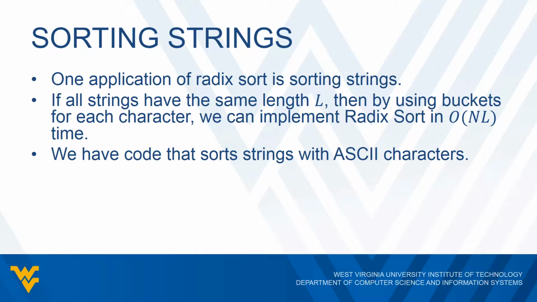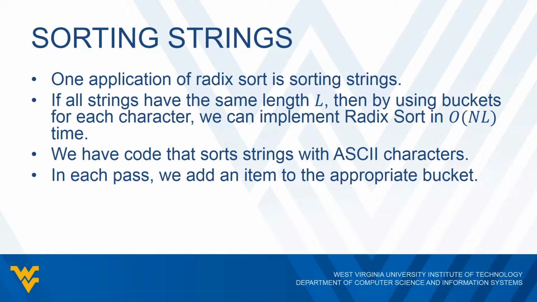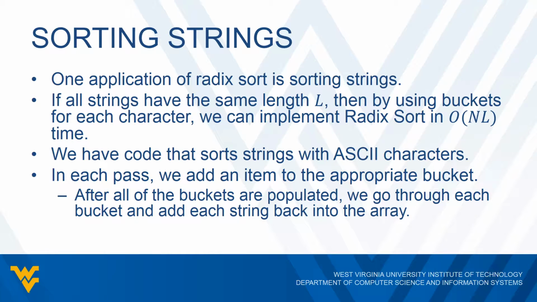The idea is in each pass, we add the item to the appropriate bucket, depending on which character we're talking about. So we'd have a bucket for each character in ASCII. So we would take each item and put it into the appropriate bucket. And then after all of the buckets are populated, we would just go through each bucket and add that string back into the array. And what this does is it ends up preserving the previous sort.